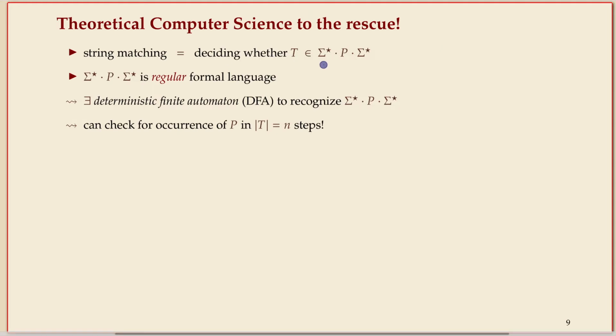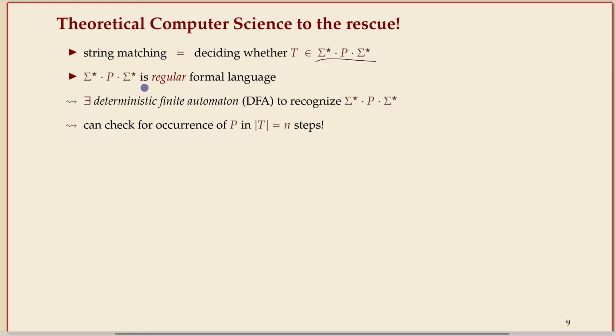Theoretical computer scientists talk about languages, formal languages, which are just sets of strings. And you can write formal languages, for example, like this. You can say this is the language of all strings that have something. Sigma star is an arbitrary string, of arbitrary length. Then the pattern, and then another arbitrary string. And now you're asking if your text is part of this language. So you can formulate string matching, this deciding whether a string is part of a formal language, as the same question.